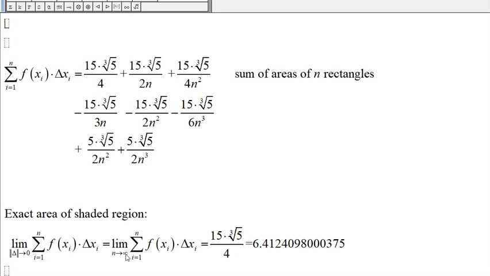But if n runs to infinity, then this term we get, 15 times the third root of 5 divided by 4, this will go to 0 since we have n running to infinity. This will go to 0, and then everything here will go to 0 since there's an n in the denominator. And so the only thing that does not go to 0 is just the first term. And this comes out to be 6.4124. But this is the exact area of the shaded region.